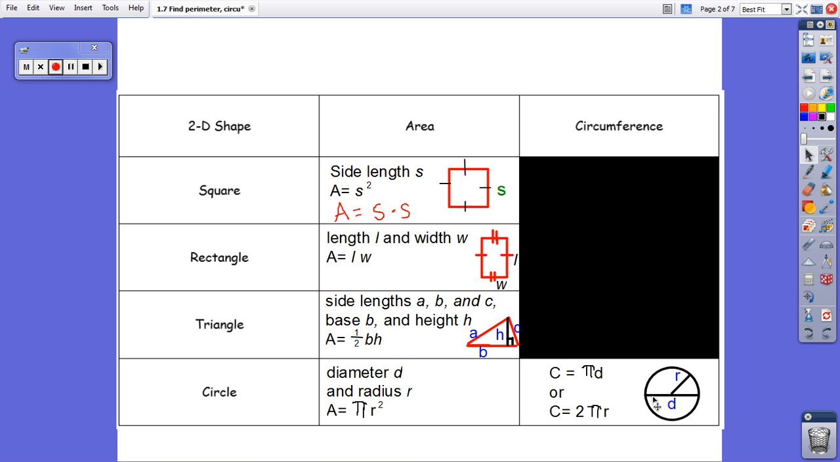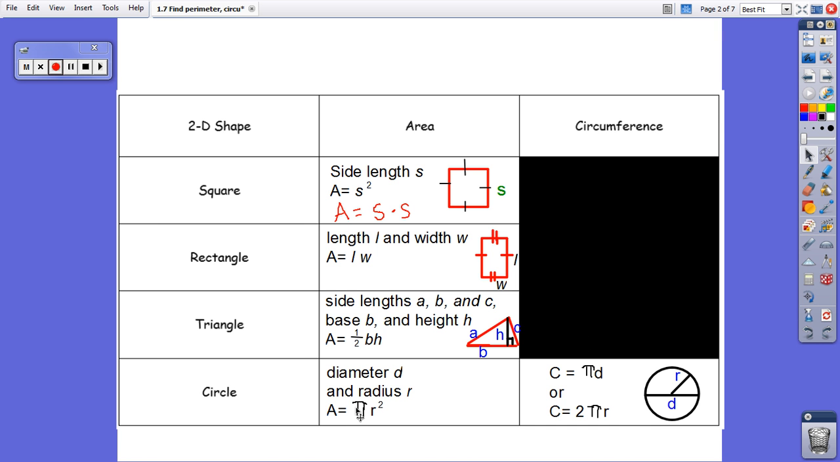So if this diameter is 4, the radius is 2. If this diameter is 10, the radius is 5. Let's go backwards. If the radius is 1, the diameter is going to be double, 2. If the radius is 10, the diameter is 20.